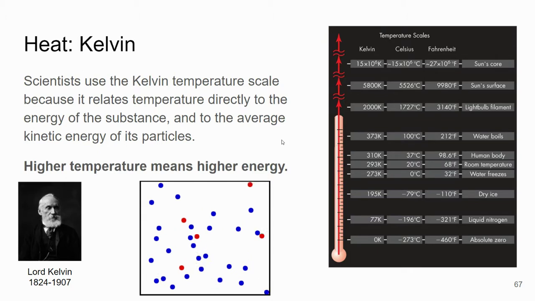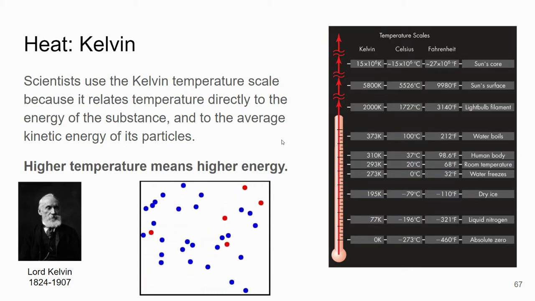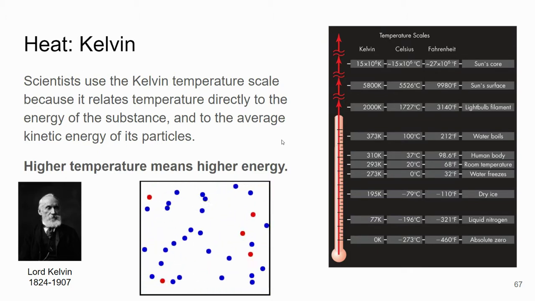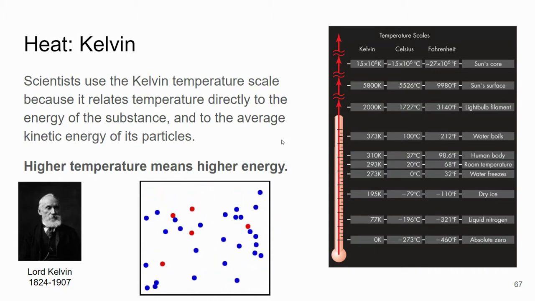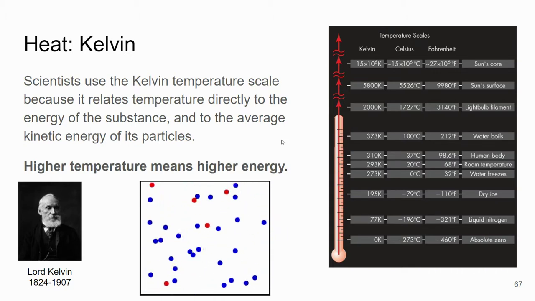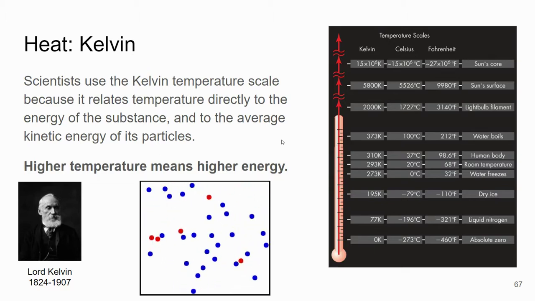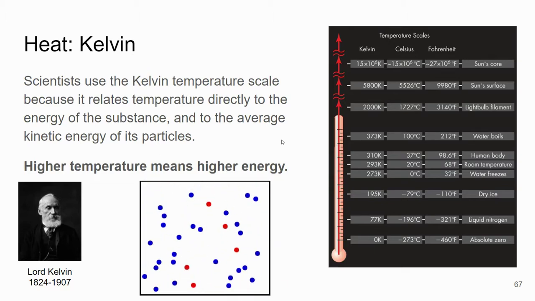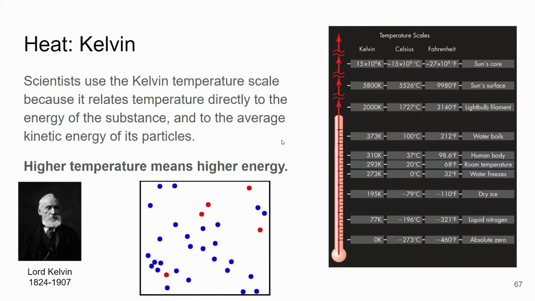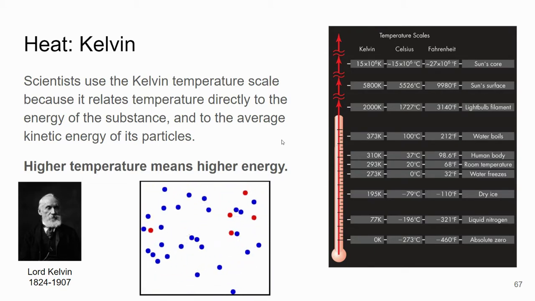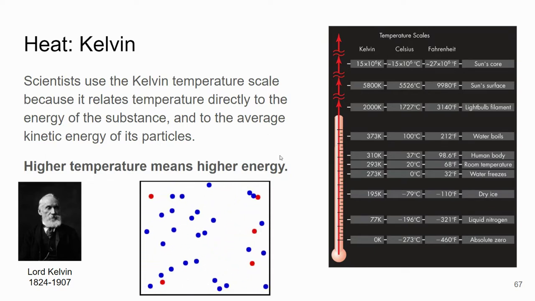Well, I shouldn't even say that. There is an average kinetic energy. And that's what temperature really is. It is the average kinetic energy of the particles that you have. And it's most easily understood if you're looking at particles of a gas. How quickly they're all moving is related to their kinetic energy, and it's related to their temperature. And this is what makes the Kelvin scale so very good.